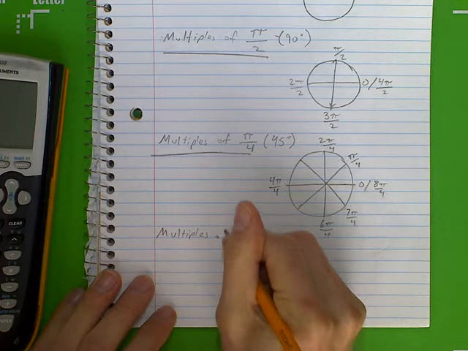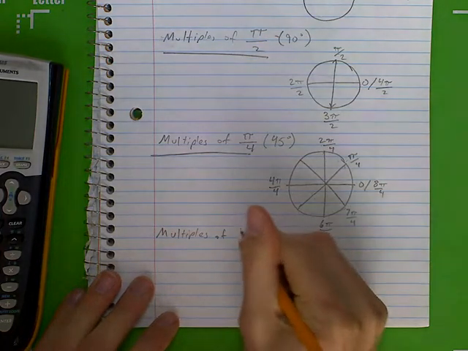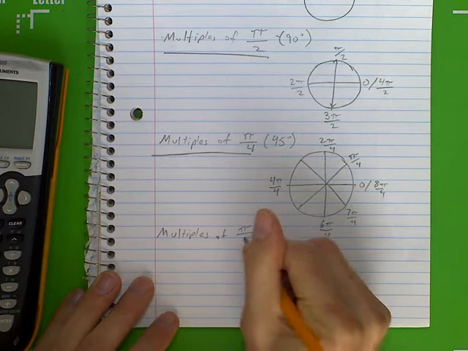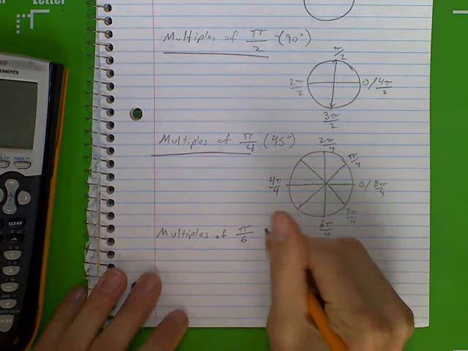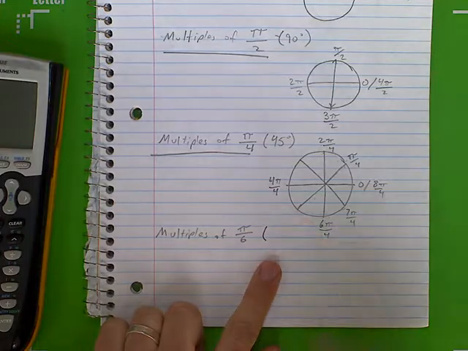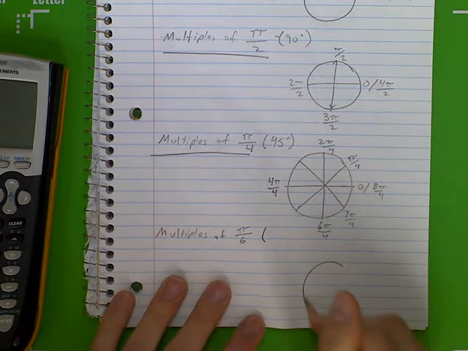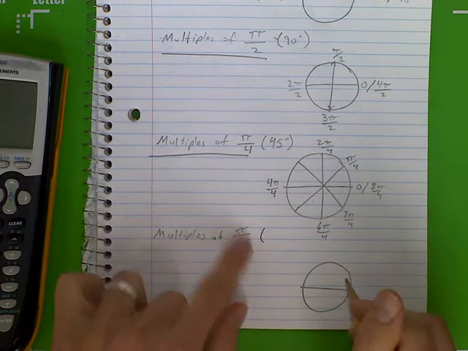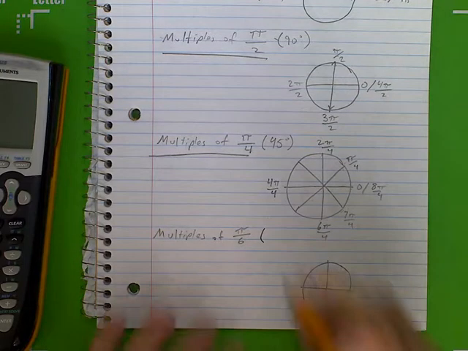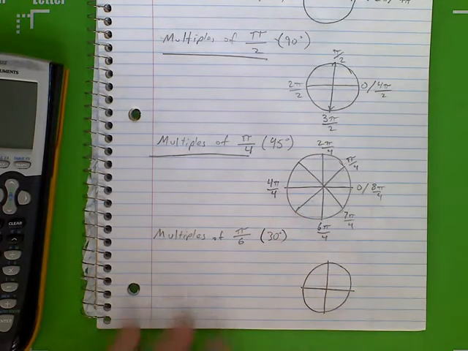And the last set of important angles we have are the multiples of pi over 6. And pi over 6 we already talked about is how many degrees? Hint, it's a sixth of 180, which is 30.